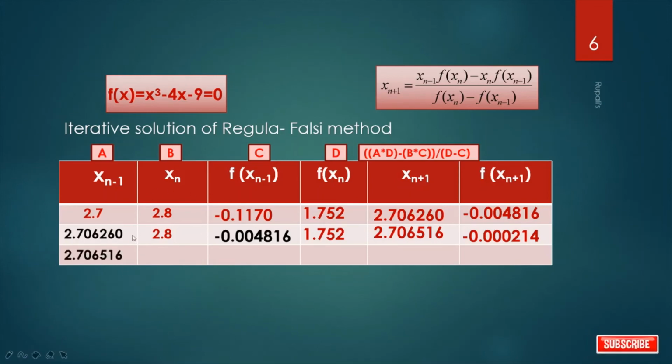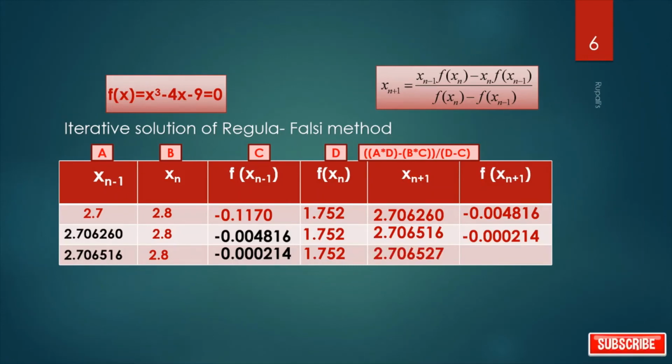It is 2.706516. So I have to store this value to the variable a. Then calculate f(xn minus 1). I have to store this value to the variable c. b and d values are still same. According to this equation, calculate the value of xn plus 1. Now see here, the value of f(xn plus 1), it is 0.000, almost equal to 0.